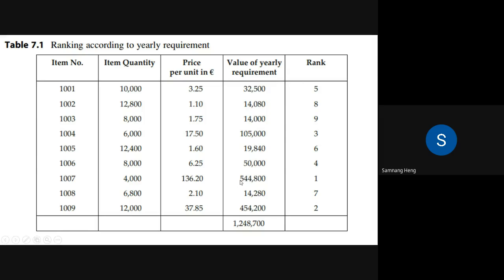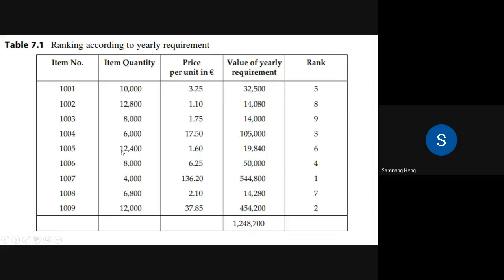Number 1 produces almost 500,000 pounds. Number 2 produces around 4,500,000. That's a lot compared to other items. Let's say the item ranked number 9 produces only 14,000. So we cannot say an item is important based on the quantity that we sold. No, you cannot do that.